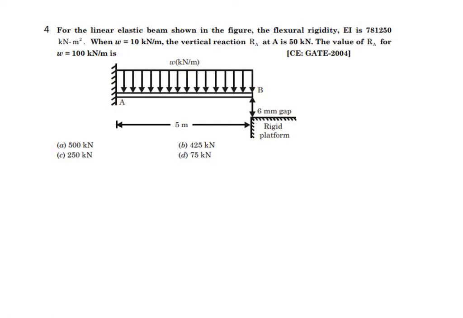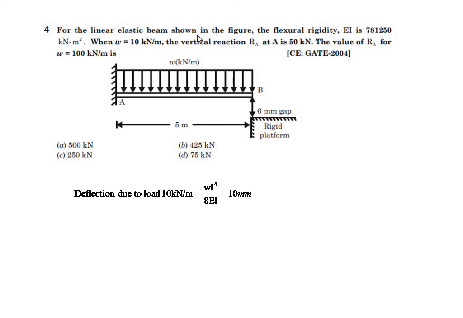Now come to the next case. We have a load of 100 kilonewton per meter. Let's find the deflection, to see whether it will touch the end or not. If it is not touching, the whole load would be the reaction at A. So 100 into 10, that is 1000 kilonewton, should be the reaction here. But 1000 kilonewton is nowhere in the answer. So there should be a contact at this point.